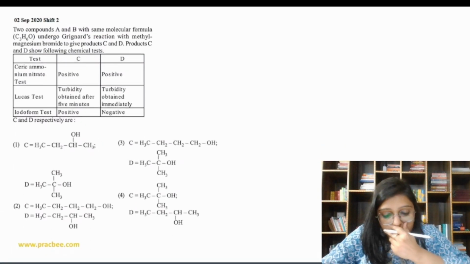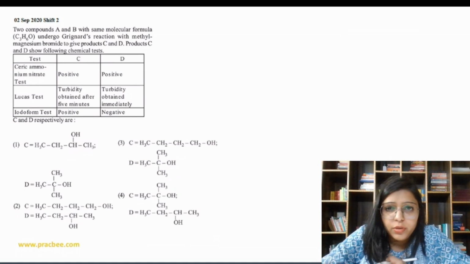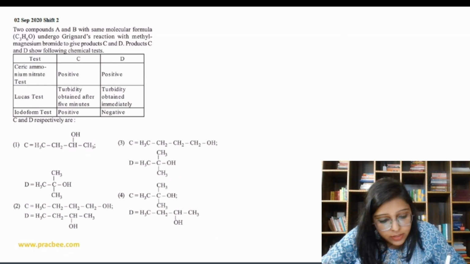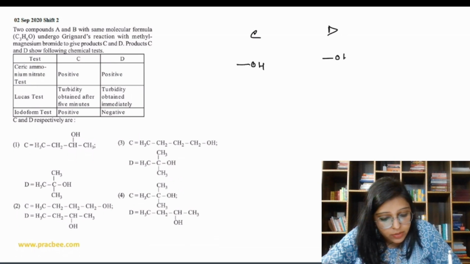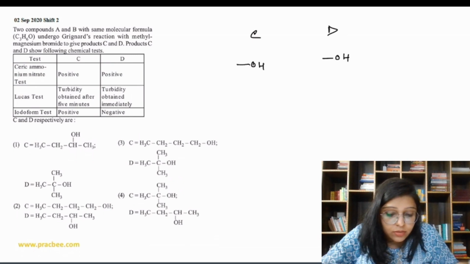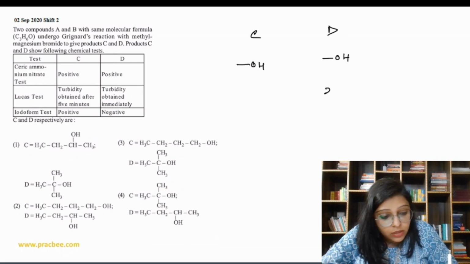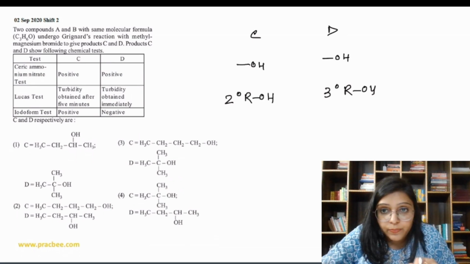We have two compounds A and B with the molecular formula C3H6O undergo Grignard reaction with methyl magnesium bromide to give product C and D. So product C and D, ceric ammonium nitrate test positive for C and D, that is, OH is present. Lucas reagent, turbidity obtained after 5 minutes. So Lucas reagent gives turbidity with 3 degree alcohol immediately, and with 2 degree alcohol it gives turbidity after 5 minutes.